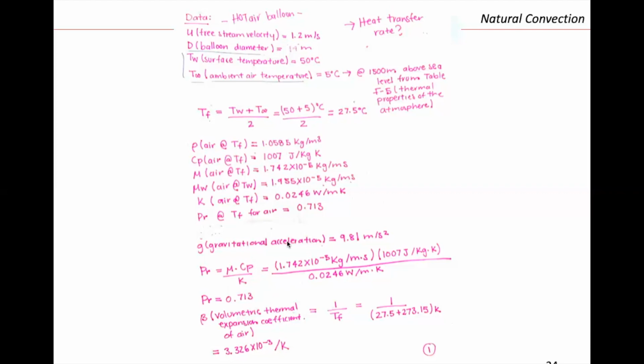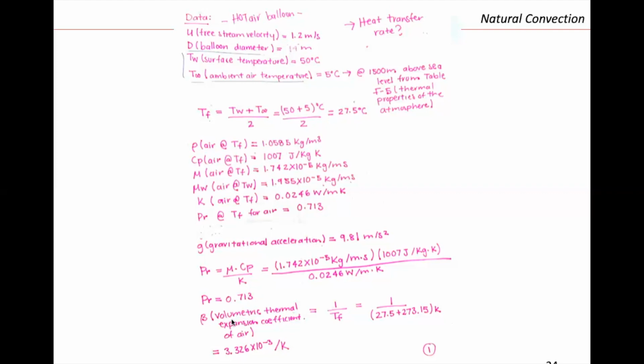Here I calculate the Prandtl number, but you can read it straight from tables. You can do whatever. Best thing is just to read. Go ahead and read from the table. So I just calculate my Prandtl number with the properties I read, just to double check.